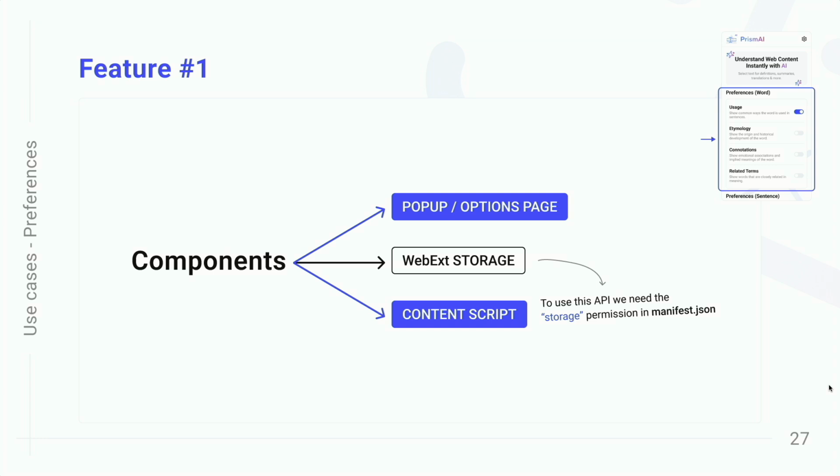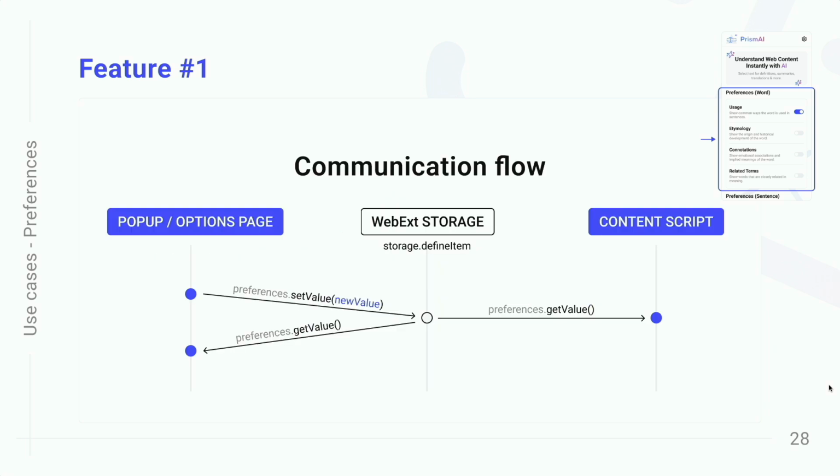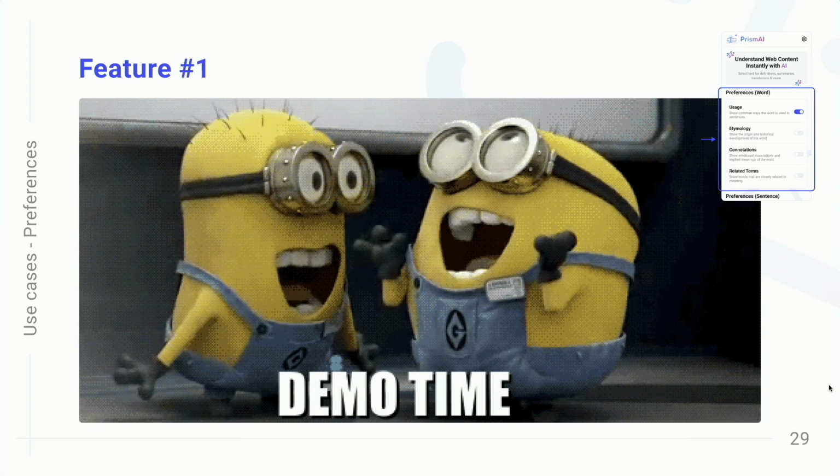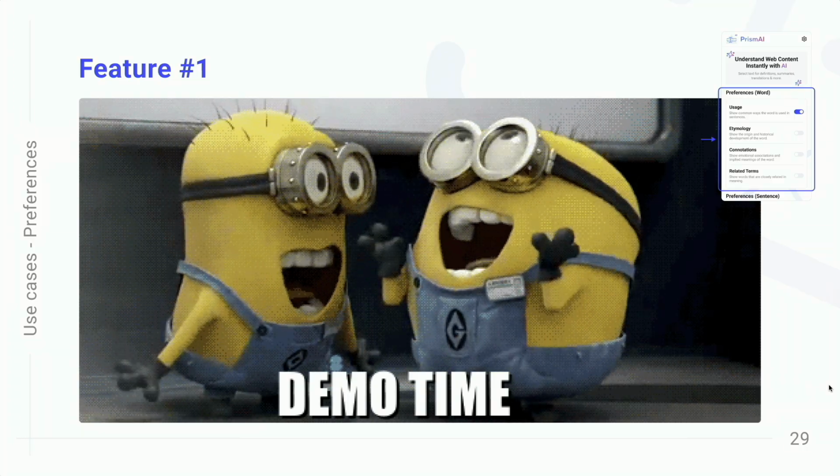Then we will interact with this storage in the content script to show the different options that the user selected. So the communication flow in your mind should be: from the pop-up, I set the preference to the value the user selected, save it in the storage, and then I can consume it from wherever I want. Of course, I will consume it back in the options page to keep it in sync with what is stored, and I will consume it in the content script to showcase the different options I have.